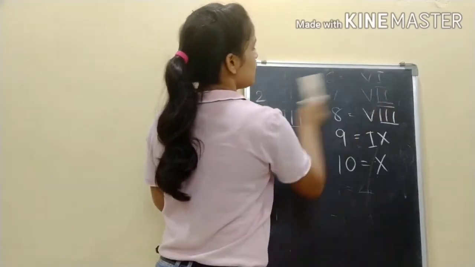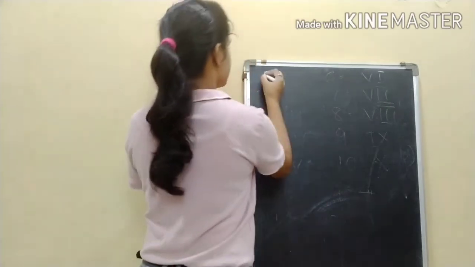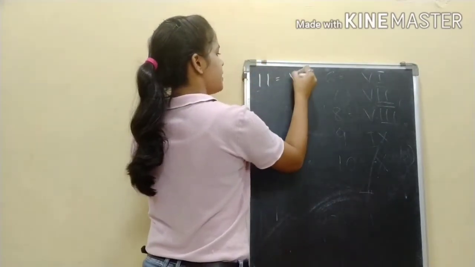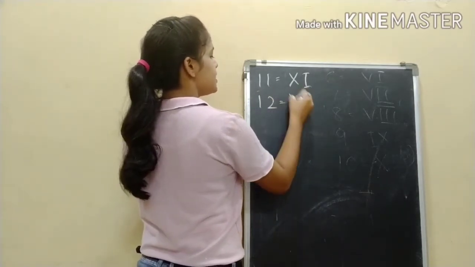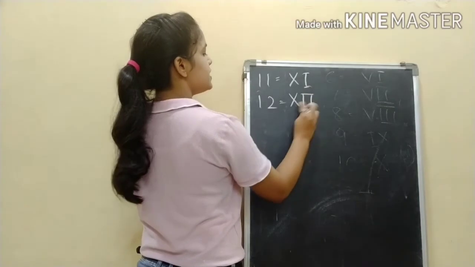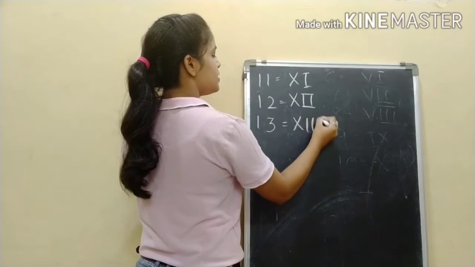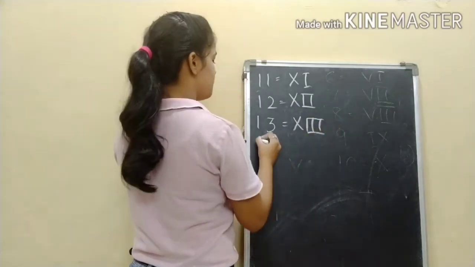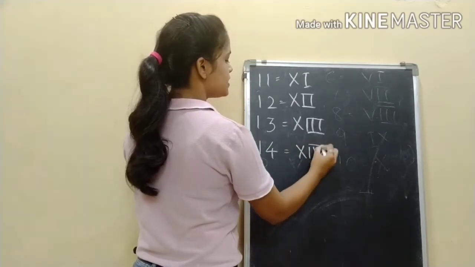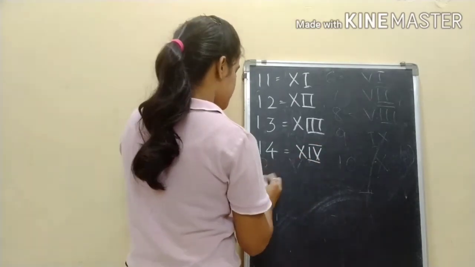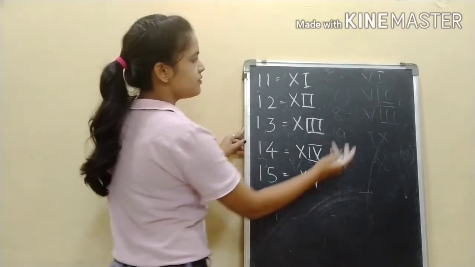I'll write down 11 to 20 also. So number 11 is represented by X and I, that means 10 plus 1. Number 12 is represented as X and 2 I's, that means 10 plus 2. Number 13 is represented as X and 3 I's, that means 10 plus 3. Number 14 is represented as X and 4, that means 10 and 4. Number 15 is represented by X and V, that means 10 plus 5 is 15.